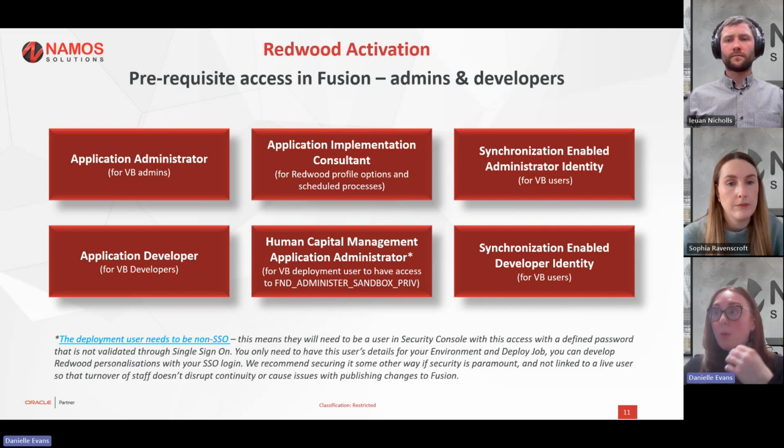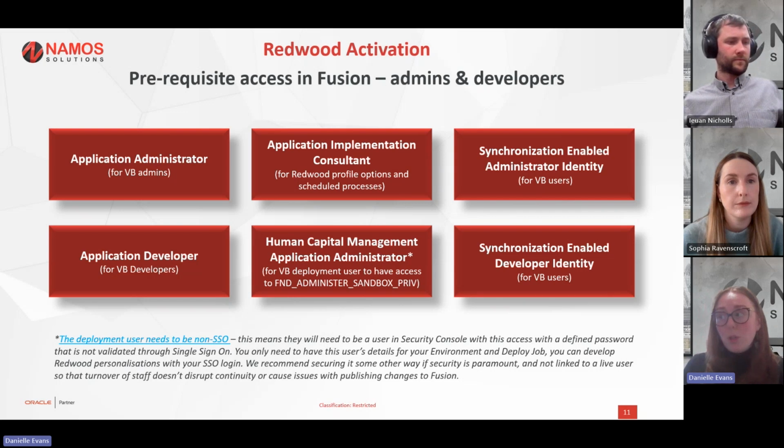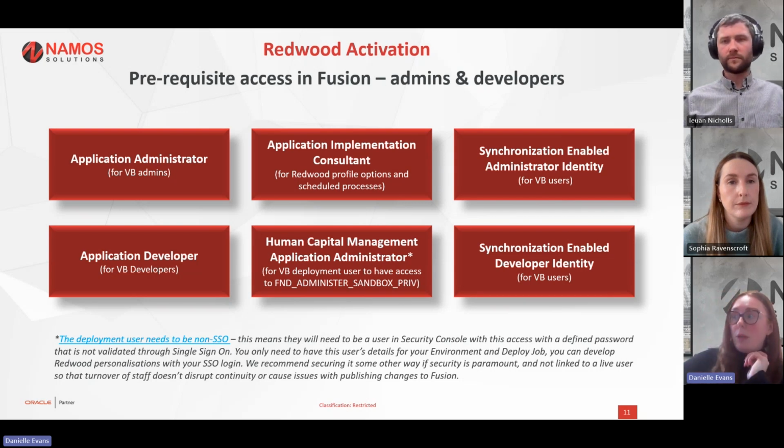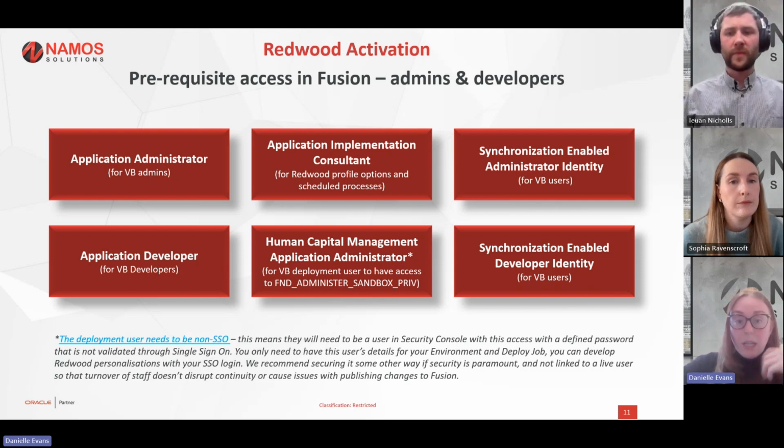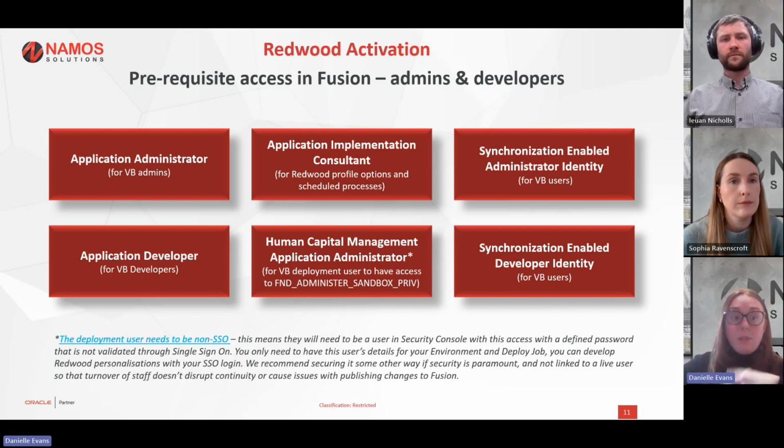So if I'm an administrator, I would potentially need to have the application administrator role. I'd need to have the synchronization enabled administrator identity role too. And if I'm going to have my credentials set up to allow things to go from Visual Builder Studio, where I'm making all the personalizations, to appear then in Fusion, I'd also need the bottom middle role here, Human Capital Management Application Administrator. If I'm a developer, then I would just need these bottom 3. And the difference between the two is apparent when you go into Visual Builder Studio, you'll see different sections. So similar to how security works in Fusion, an administrator will be granted more than a developer would have access to.